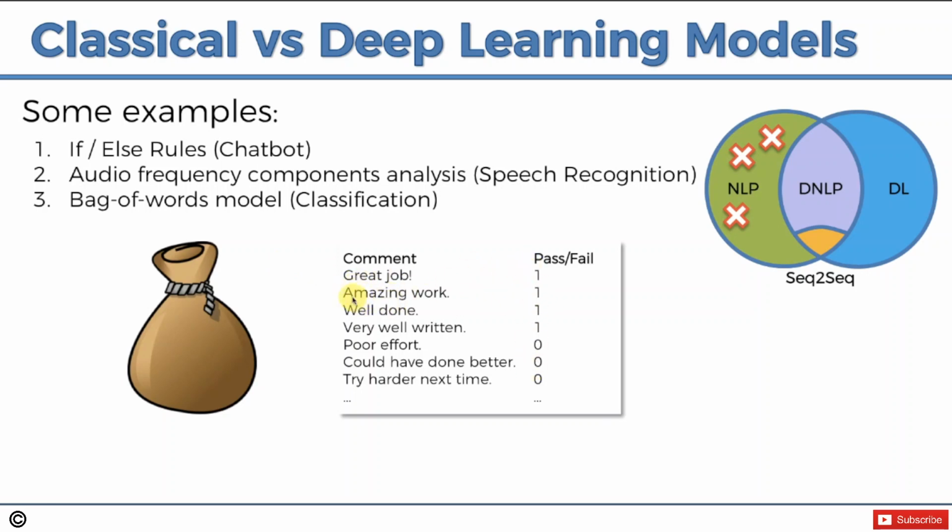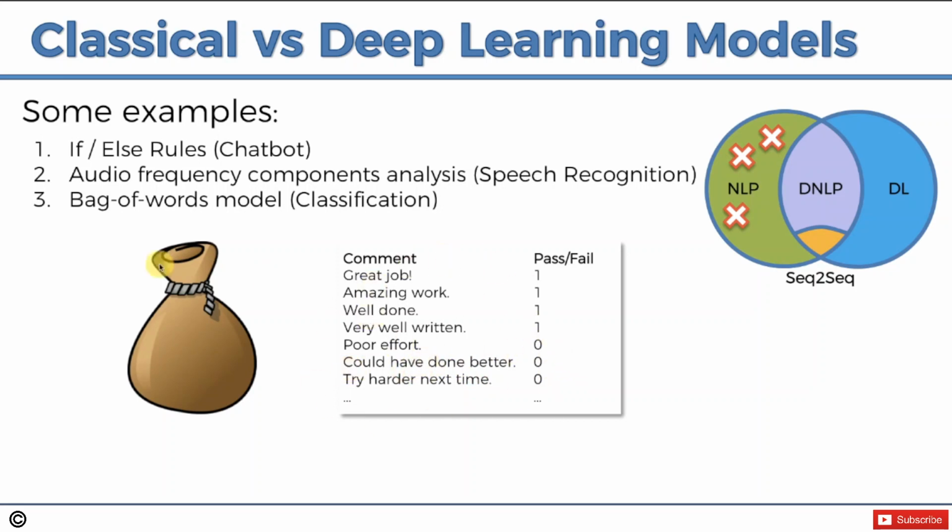And so in this case, amazing would be most likely associated with positive. You don't often see amazing when the sentiment is negative, when the person was trying to say something like the work wasn't well done. Well would be associated with 1. The word work could be associated with both. But these other words would be mostly associated with pass. Words like poor or harder or could have, maybe would be associated with zeros.